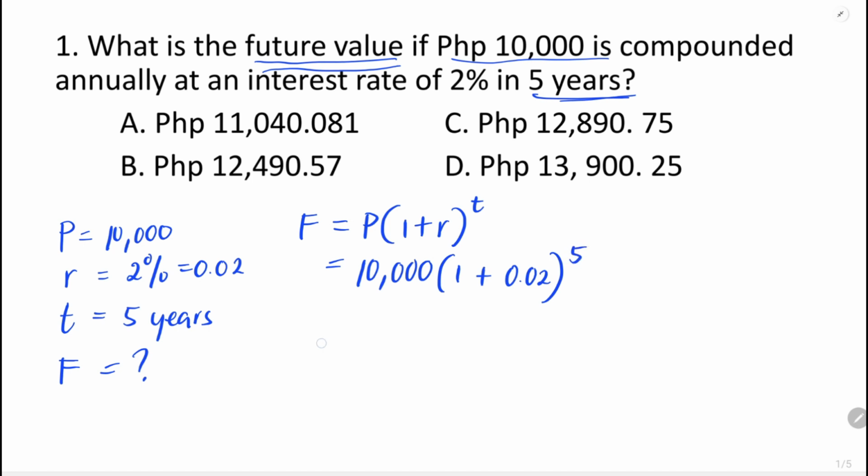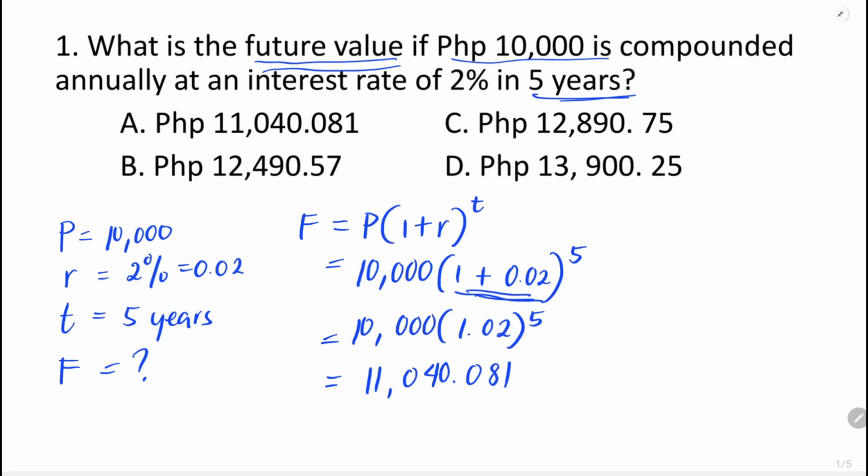Ang una nyong gagawin ay i-add ito. 1 plus 0.02 is 1.02 raised to 5. So, then, i-raise nyo itong 1.02 sa 5. Then, saka nyo i-multiply sa 10,000. And the product is 11,040.081. Our answer is letter A.